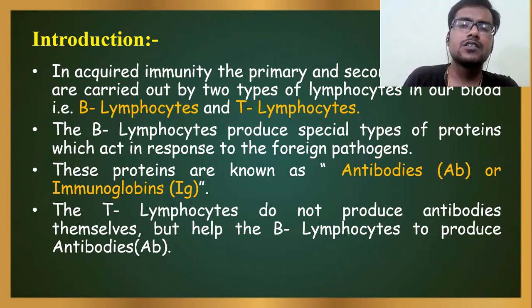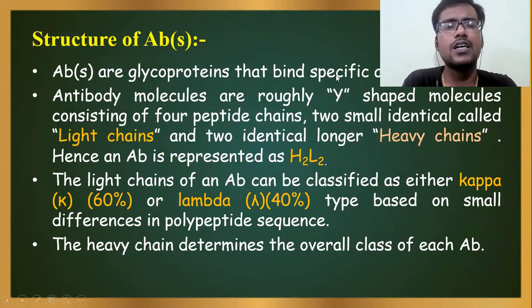So let's come to the structure of antibody. As I discussed, antibodies are one type of glycoprotein. They bind to a specific antigen. Different types of antibodies bind to different types of antigens. Roughly, the structure of an antibody is a Y-shaped structure that contains four polypeptide chains. A polypeptide chain means a number of amino acids joined by peptide bonds. It has one N terminus and one C terminus.